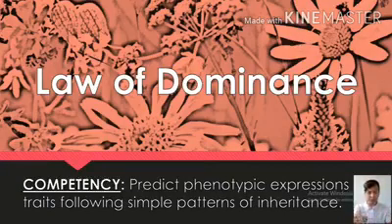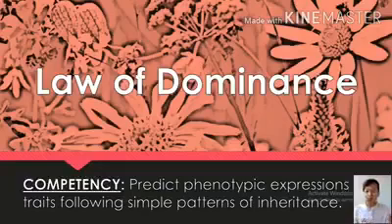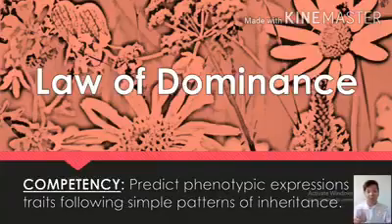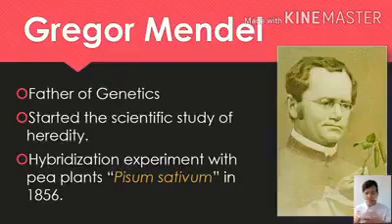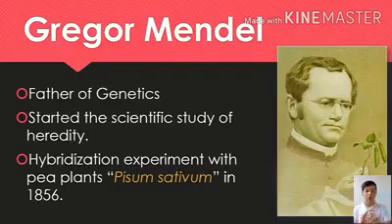And before we proceed to that, of course, we will not be understanding the concept behind this without knowing important things that we will be using along the discussion of the law of dominance. So let me first introduce to you Gregor Mendel. As we all know, Gregor Mendel is the father of genetics. He started the scientific study of heredity, and he used the hybridization experiment with pea plants, or in scientific name, ito po is Pisum sativum, in 1856. So, ang tagal na.